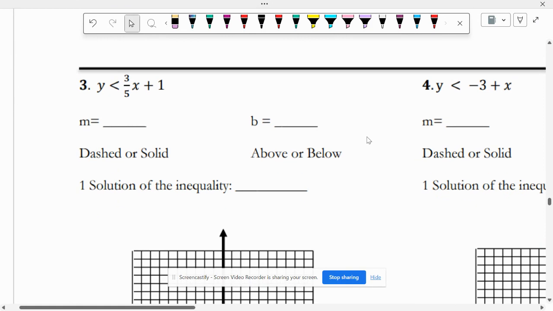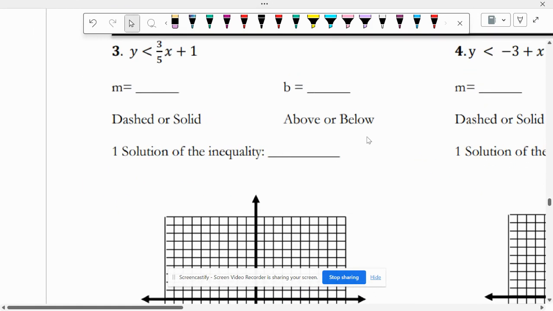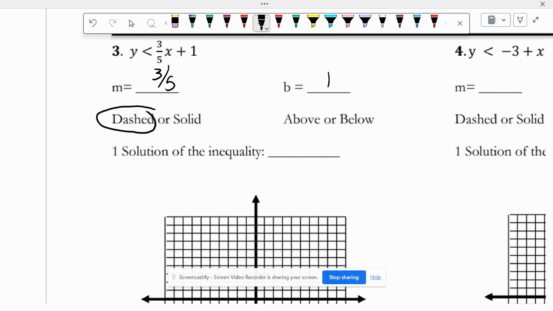Okay. So slope. Someone tell me the slope. Someone tell me the y-intercept. Ready, go. 3/5 is my slope. Y-intercept 1. What else? Dashed line. Good job. What else? Above? It's below. Y is less than. That's a less than symbol, so it's going to be below.